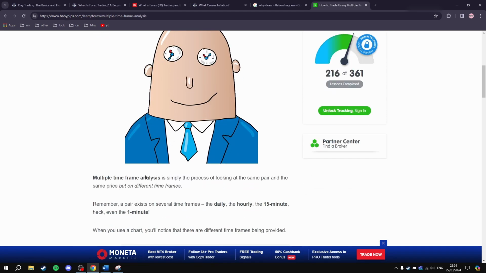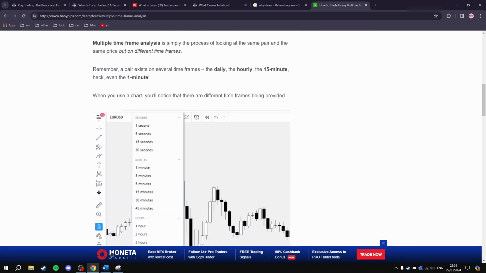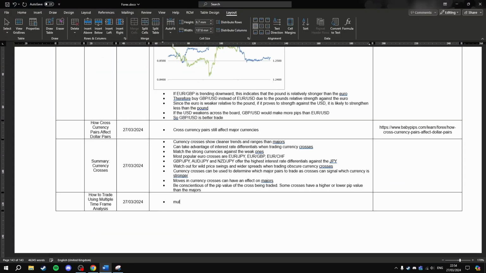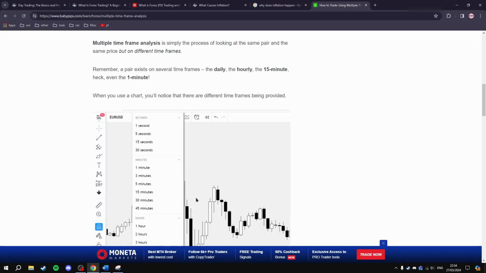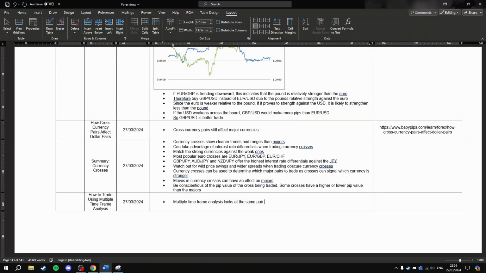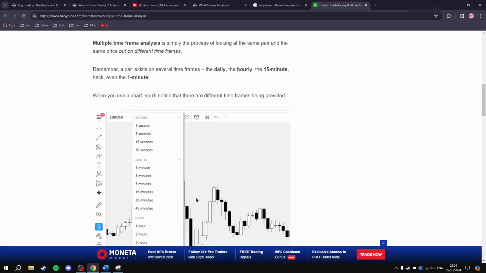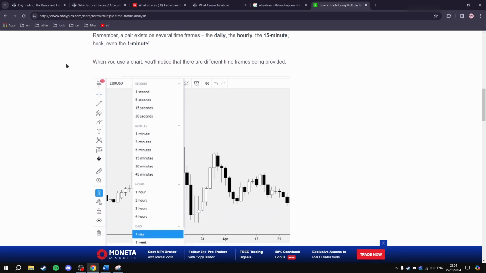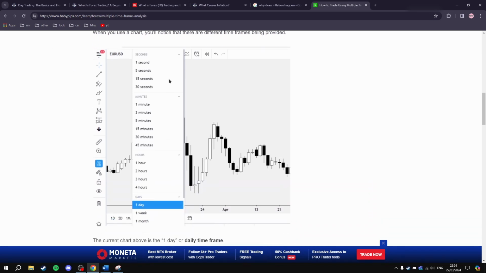Okay. Multiple time frame analysis is simply the process of looking at the same pair and the same price but on different time frames. Remember, a pair exists on several time frames: the daily, the hourly, the 15-minute, heck even the 1 minute. When you use a chart, you'll notice that there are different time frames being provided.